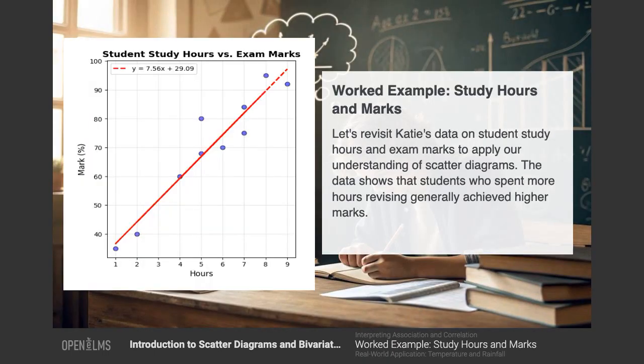Worked example: study hours and marks. Let's revisit Katie's data on student study hours and exam marks to apply our understanding of scatter diagrams. The data shows that students who spent more hours revising generally achieved higher marks.